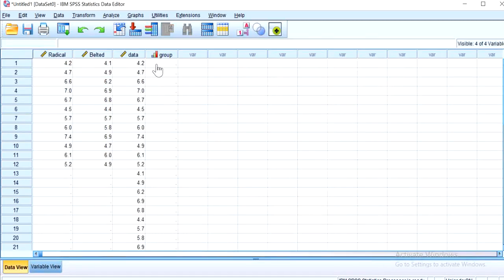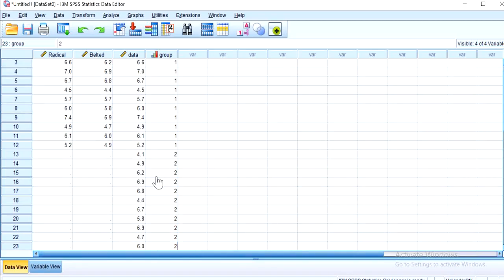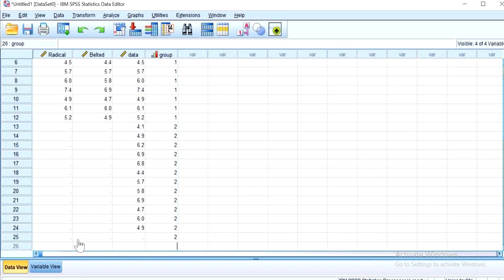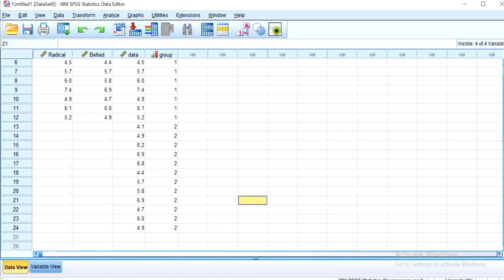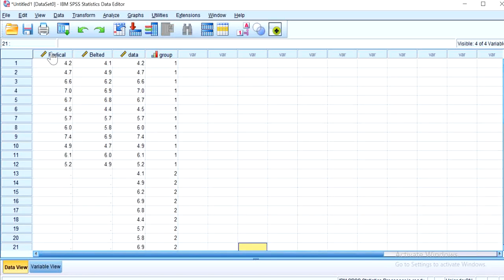That is totally fine. Now, what we are going to do is to assign the values. 1 is for, as you can see, until 5.2 are the values of radial tires. Now we are writing 2 for the belted tire. Okay, so this is done, the data is done. We are not using it in these two variables. We are using these two variables if we are performing testing of hypothesis for difference between two means.